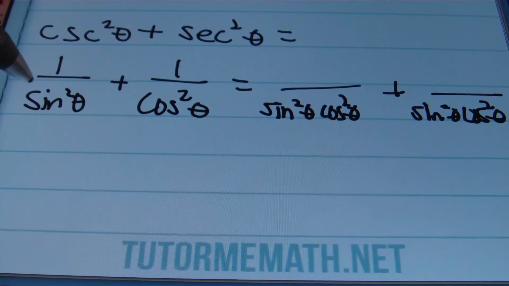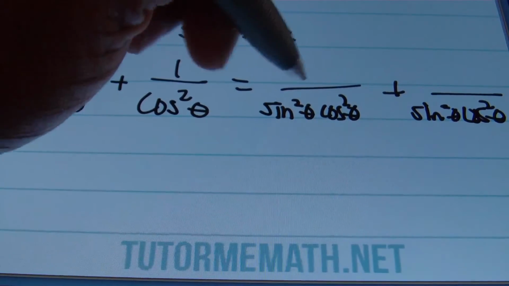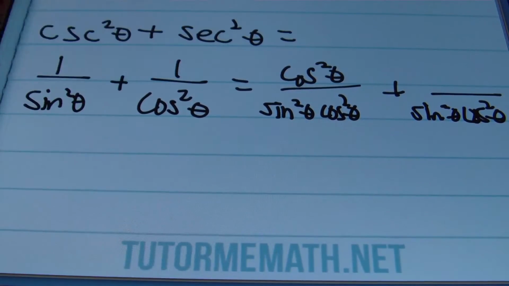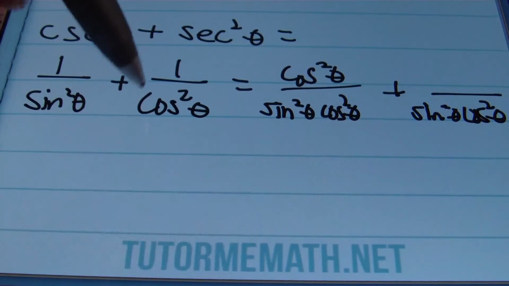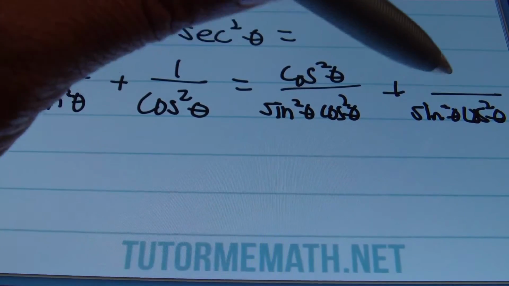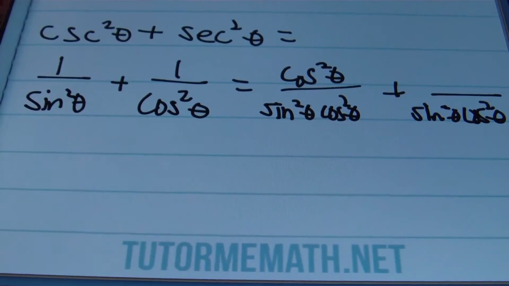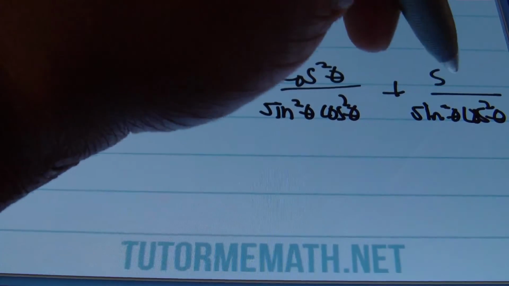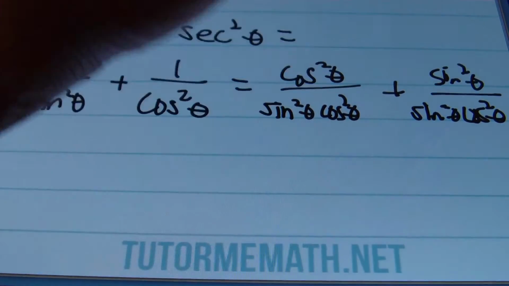We had to multiply by cosine squared theta to get our common denominator, which means that cosine squared theta times 1 is cosine squared theta. What I'm doing is getting equivalent fractions here. I had to multiply by sine squared theta to get that common denominator, so sine squared theta times 1 is sine squared theta.